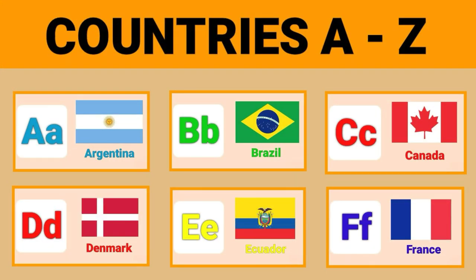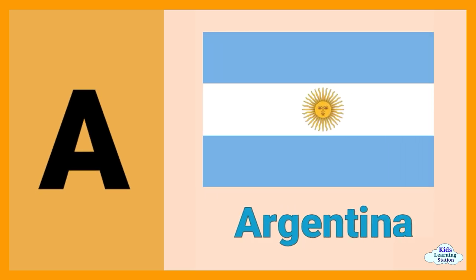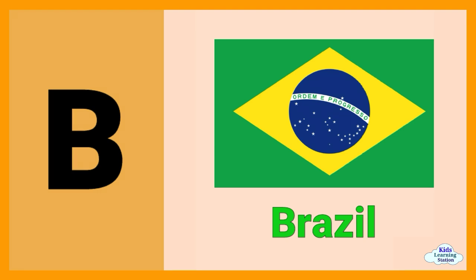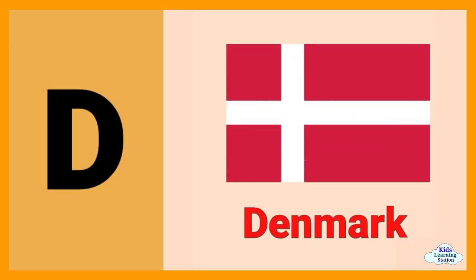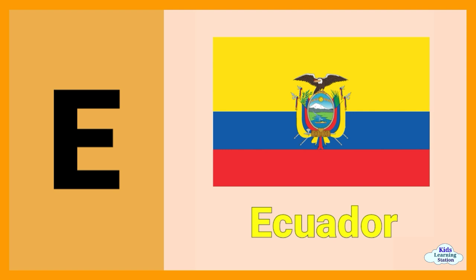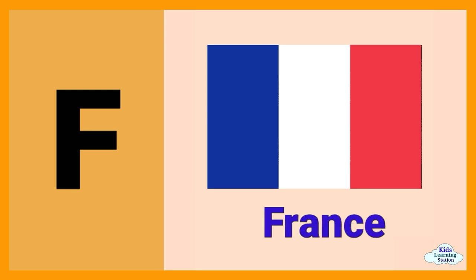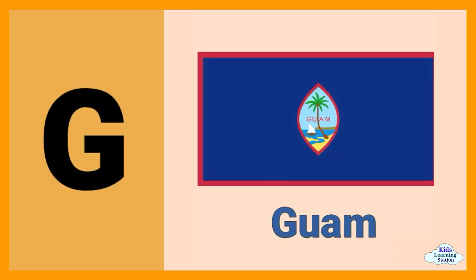Countries A to Z. A is for Argentina. Argentina. B is for Brazil. Brazil. C is for Canada. Canada. D is for Denmark. Denmark. E is for Ecuador. Ecuador. F is for France. France. G is for Guam. Guam.